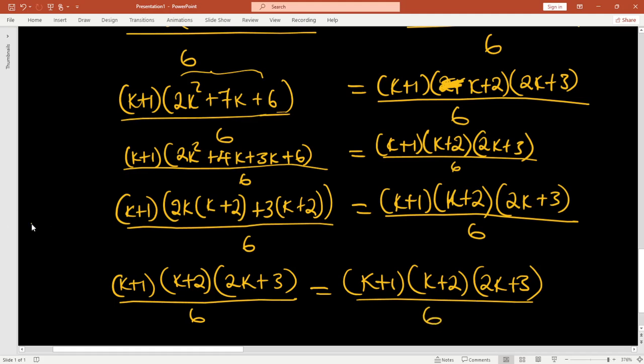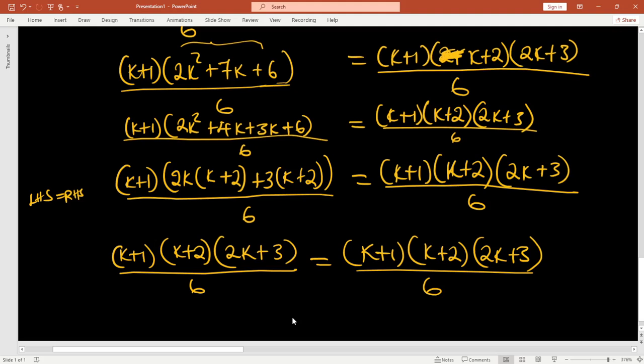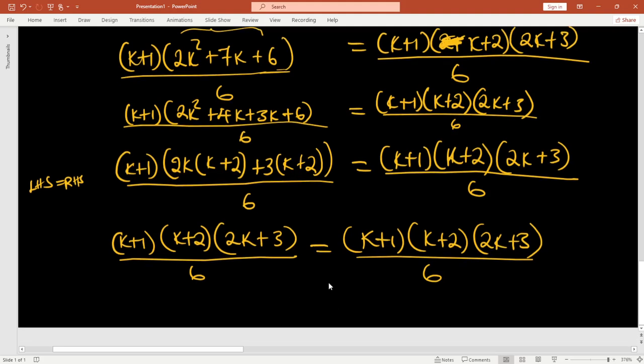So there we have it. The left hand side is equal to the right hand side, meaning that this expression is true for n equals k plus 1. So if this is true for n equals k plus 1, then the statement holds under mathematical induction.